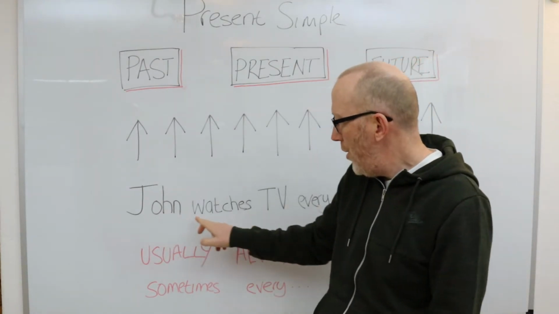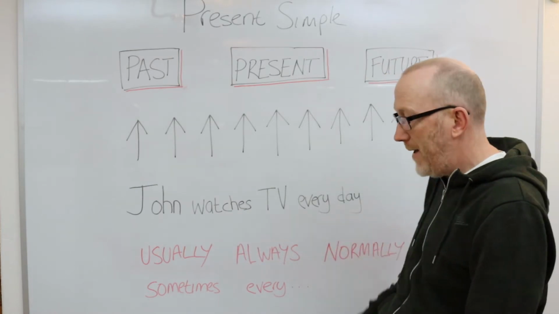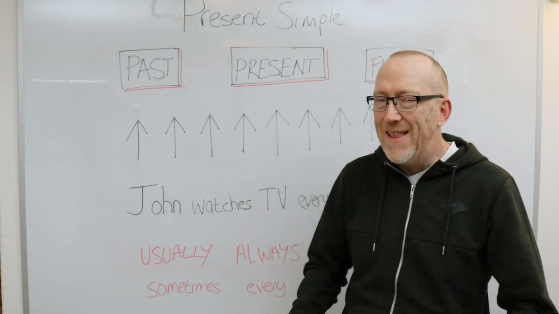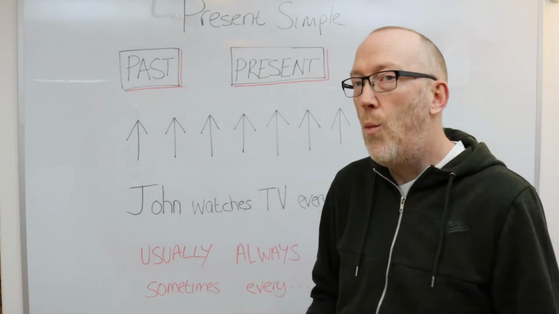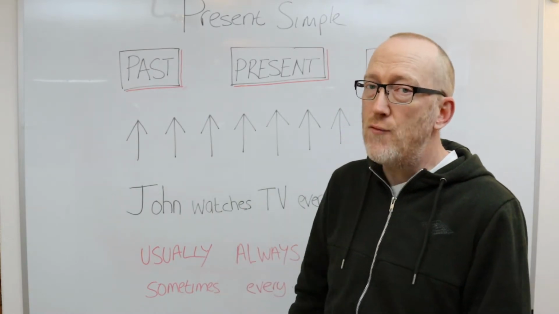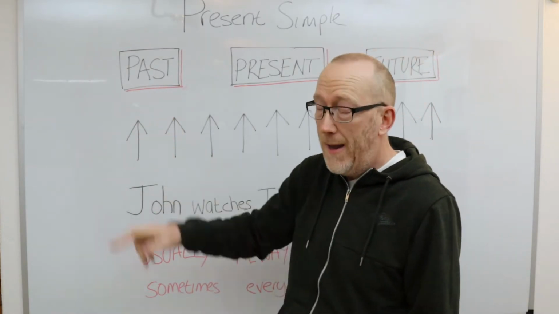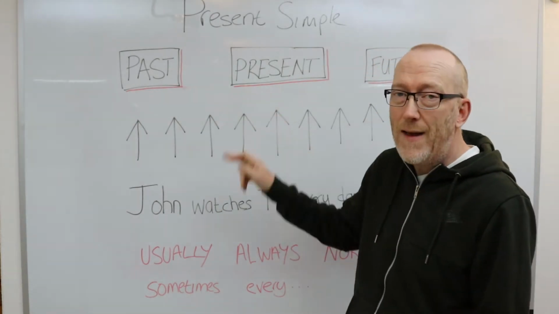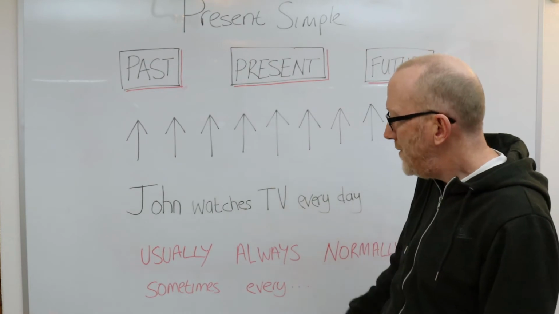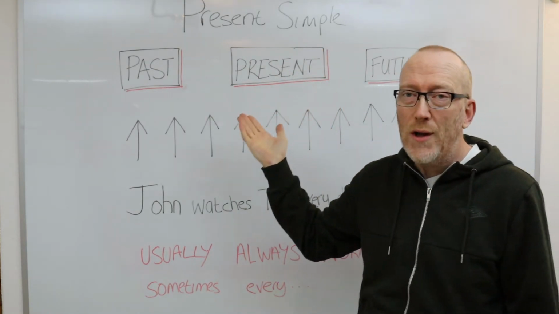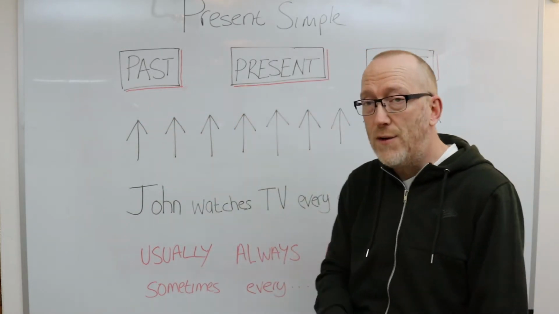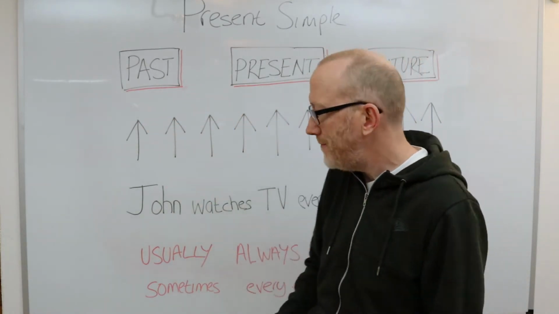We have: John watches TV every day. What exactly does that mean? Well, what we're describing is something that happens regularly. It happened regularly in the past, it still happens regularly in the present, and it will continue to happen into the future. So the present simple is actually describing the past, the present, and the future at the same time.